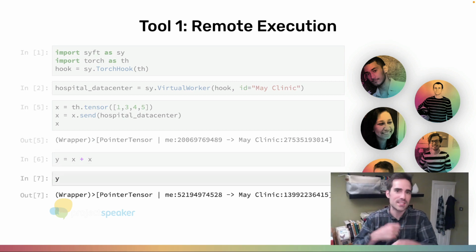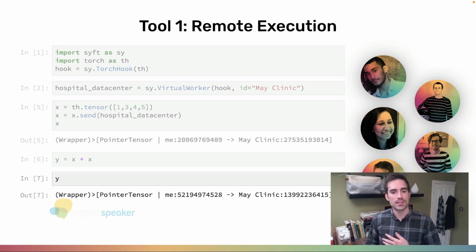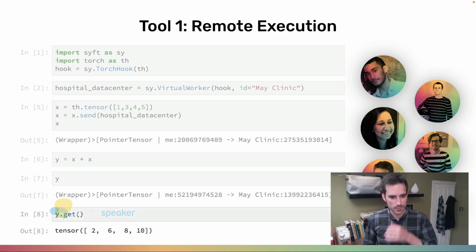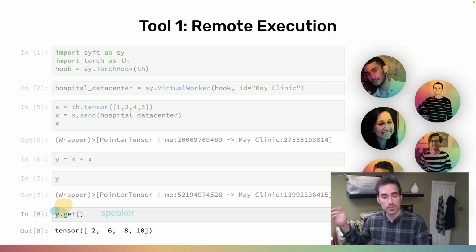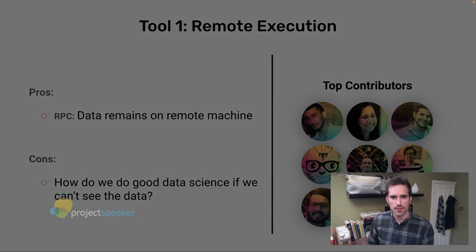So I can chain these things together and do remote analysis, sort of as if I was actually doing analysis on my own computer, right? And if I want to download the results of this analysis, I have this special method called .get, which reaches in and pulls the data out and lets me look at it, right? So why do we like this? Well, first, the data can remain on the remote machine. That's great. But how do we actually do good data science if we can't see the data ourselves?